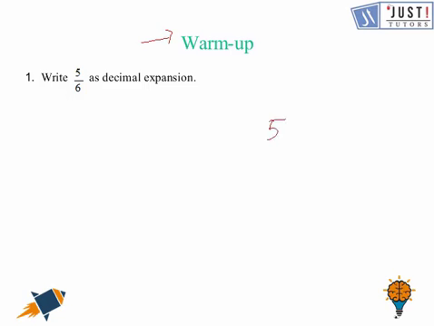To represent 5 over 6 as a decimal expansion, we can use the division method. Now we'll look at how many 5 goes into 6. I'm sorry, that would be how many 6 goes into 5. So this is 0 here. Then we put the decimal and a 0 here. Now we'll look at how many 6 goes into 50. That would be 8 here, which is 48. Now 50 take away 48, which is 2.